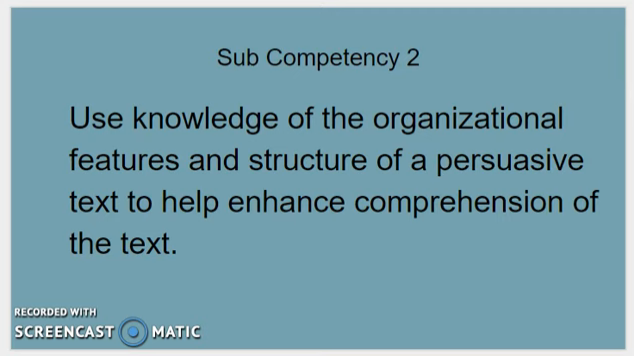Next time I will talk about subcompetency number 2, which is use knowledge of the organizational features and structures of a persuasive text to help enhance comprehension of the text.